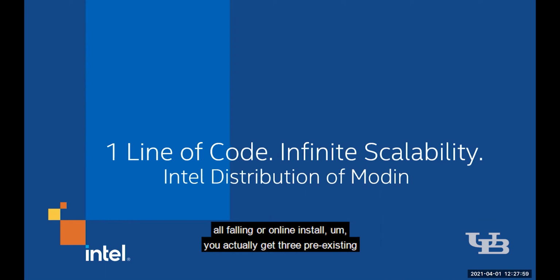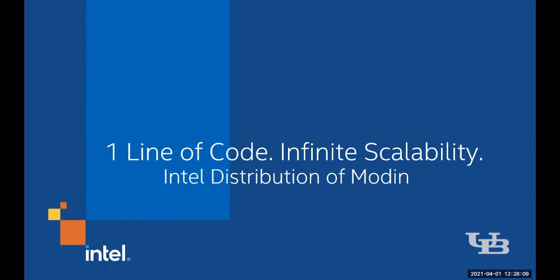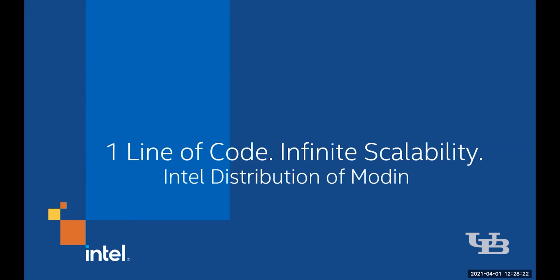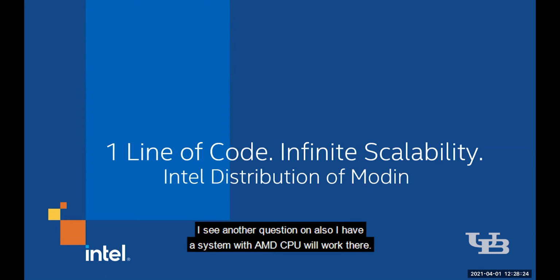That's why when you install AI Kit, if you did an offline or online install, you actually get 3 pre-existing environments installed with it. Not from conda install, but if you offline install AI Kit, you get 3 conda environments included as part of it. Of those, you get 1 for IDP, 1 for TensorFlow, and 1 for PyTorch workloads, that you could switch between, and mix and match and create your own with. I see another question: also I have a system with AMD CPU.